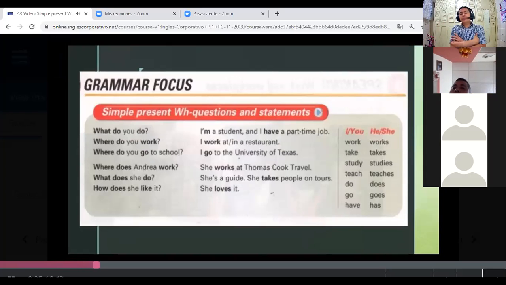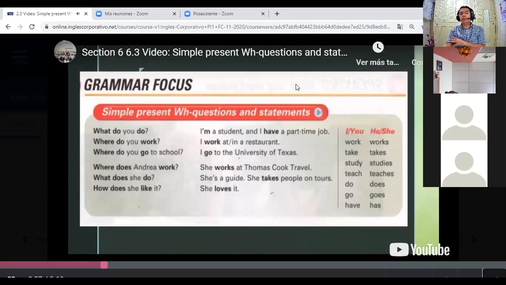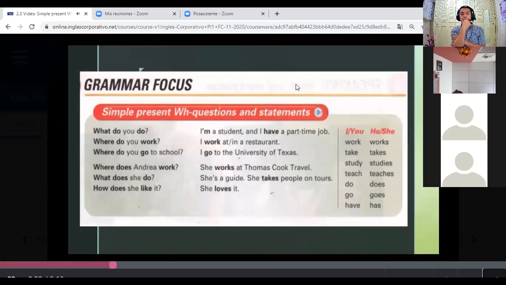Where does Andrea work? She works at Thomas Cook Travel. What does she do? She's a guide. She takes people on tours. How does she like it? She loves it.